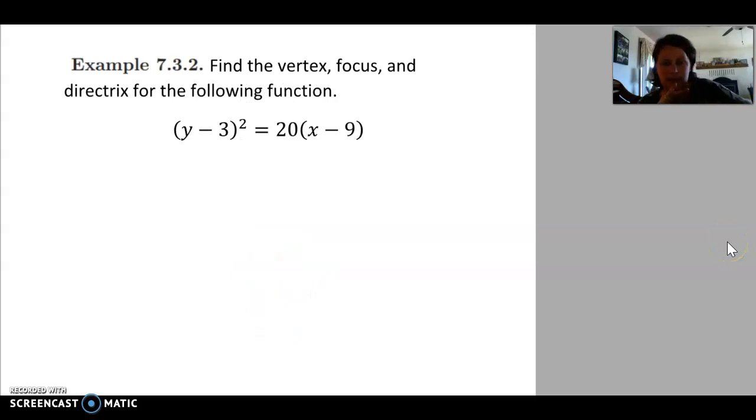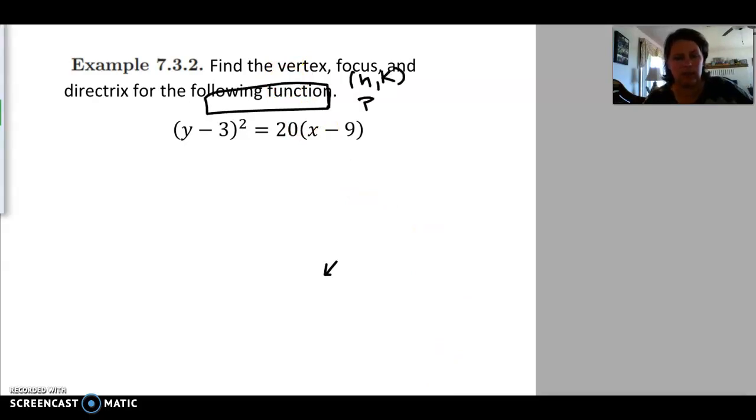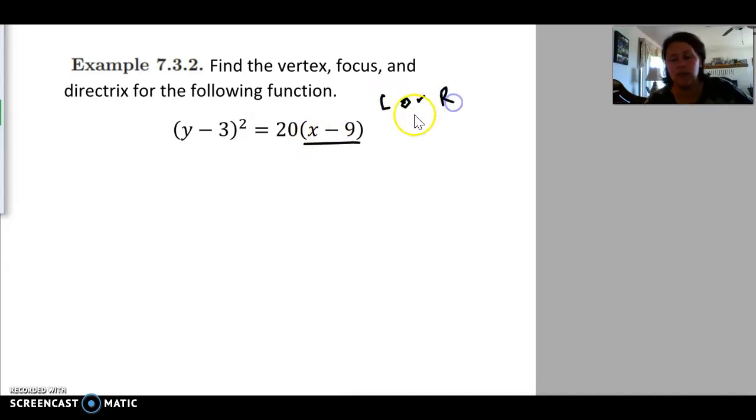Okay, for this next example, we have the equation (y minus 3) squared equals 20 times (x minus 9). So we want to find the vertex, the focus, and the directrix for this equation. So again, I'm going to look on this right-hand side at what's closest to the coefficient or the p-value, and that is our x. So that means that this equation is going to be opening in the x direction, meaning it's going to be opening left or right. And then I'm going to look at my coefficient to decide. Since my coefficient is positive, it's going to be opening to the right.